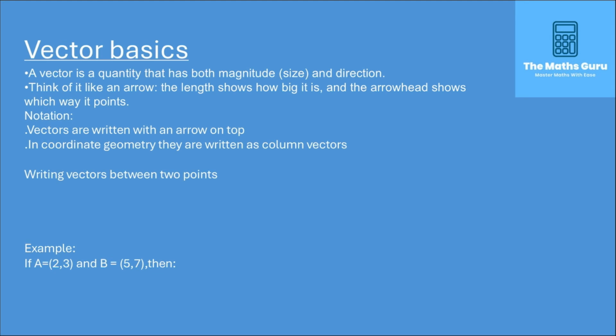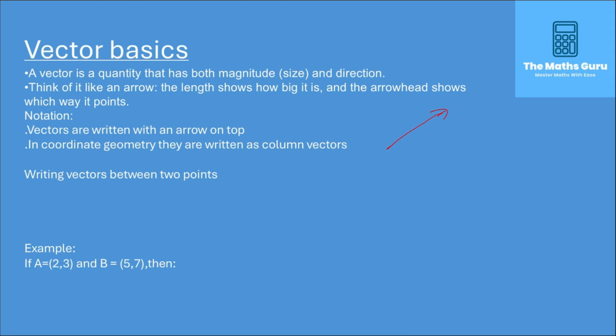So, a vector is a quantity that has both a magnitude, which is the size of the vector, and a direction that it's traveling in. The best analogy that I can think of is an arrow. The length shows how big it is, the magnitude, so the size of that vector and the force behind it. And the arrowhead shows which direction the vector is pointing in. So if I draw out an arrow like so, the length of the arrow will show us our magnitude, and the arrowhead will show which direction the vector is traveling in.